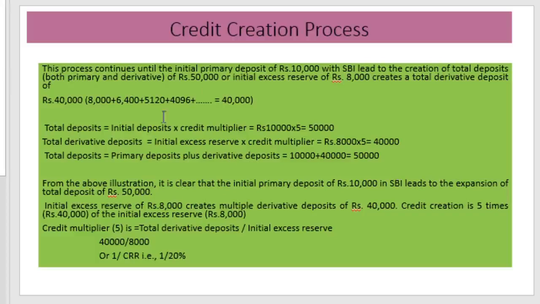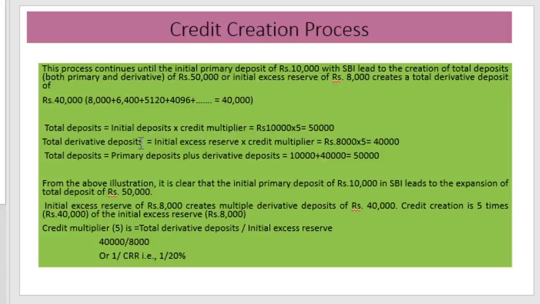This is how we can calculate the total credit creation process. If the total derivative deposits and initial excess reserves are given, we can find out the credit multiplier. 40,000 is the total derivative deposit, initial excess reserves is 8,000, and 40,000 by 8,000 is 1 by 20%, or 5, the credit multiplier. This is the process where total deposit equals the initial deposit into credit multiplier. This is the role of credit multiplier.